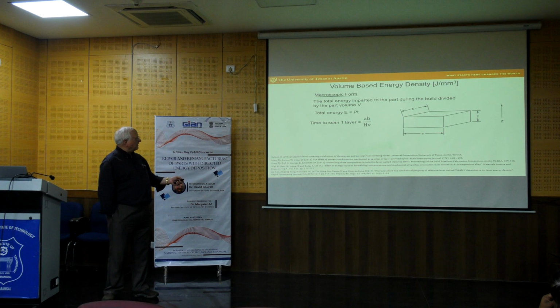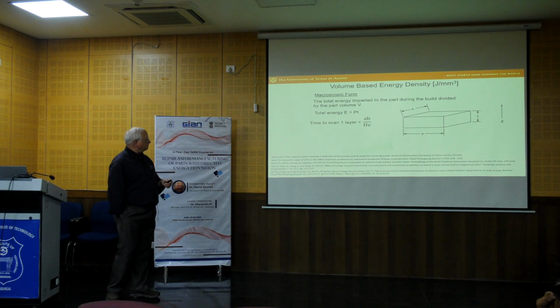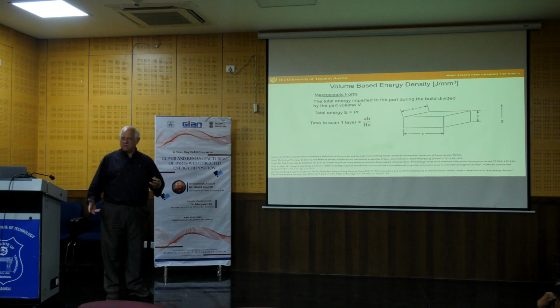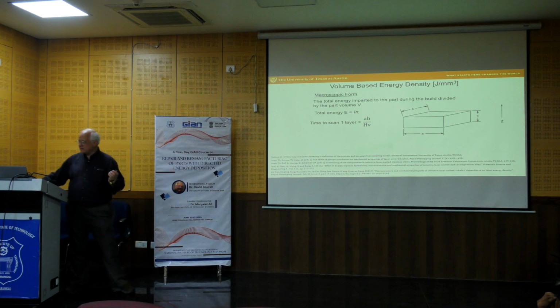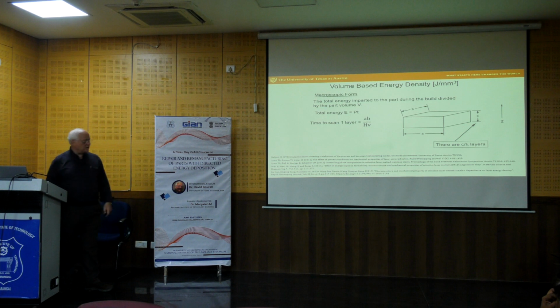So basically, the volume, the scan speed times the hatch spacing, tells me on an area basis how much time is required. So this is the time to scan one layer. So I have to determine how many layers there are. That's relatively easy to do.